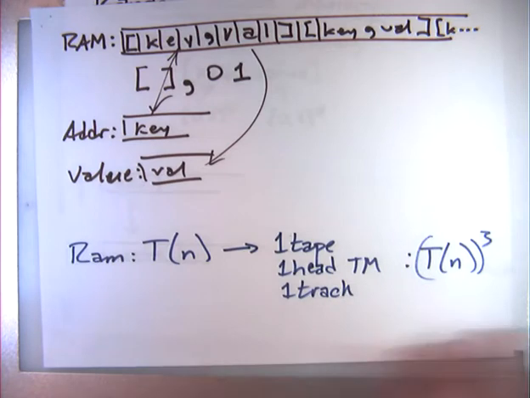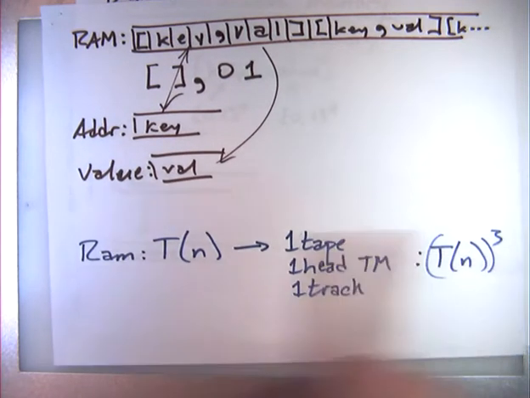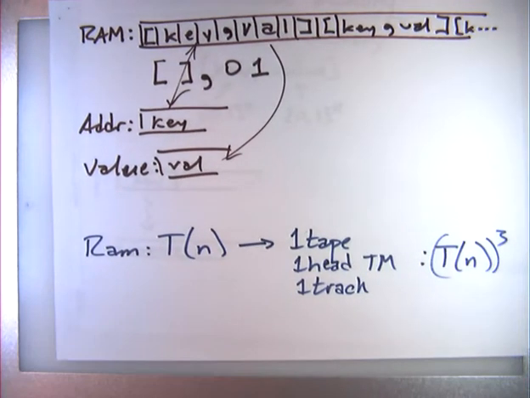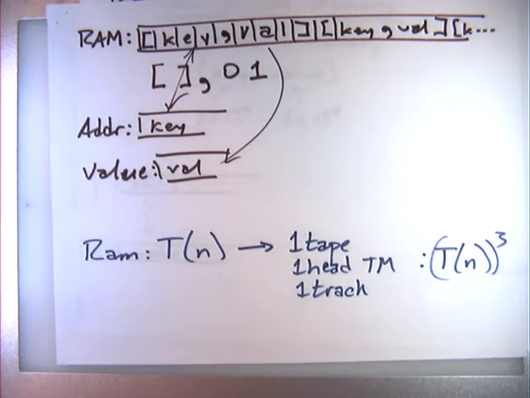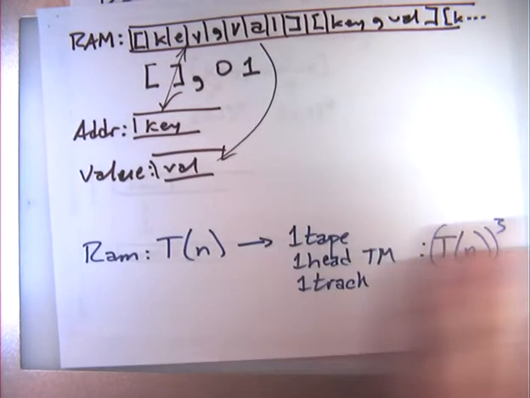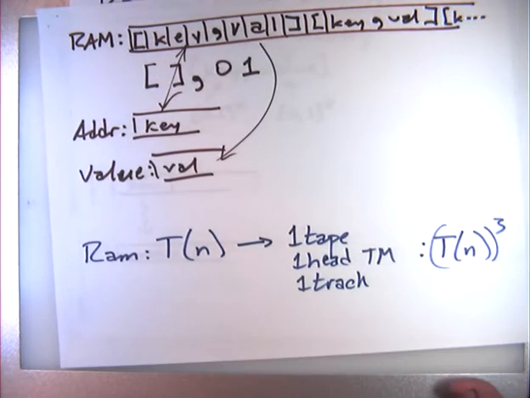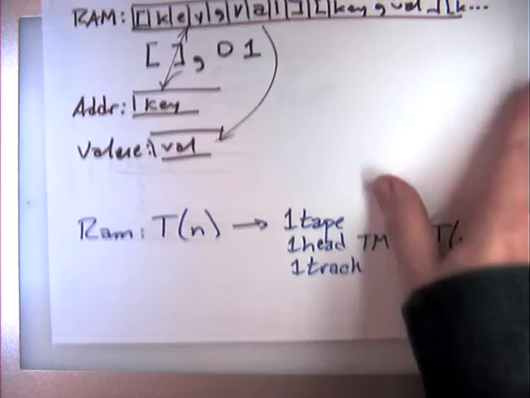But if you do it, the blow up that you get going from a standard machine where you can access any address in constant time to a Turing machine with all of the extensions turned off is only a polynomial change. Okay? All right.